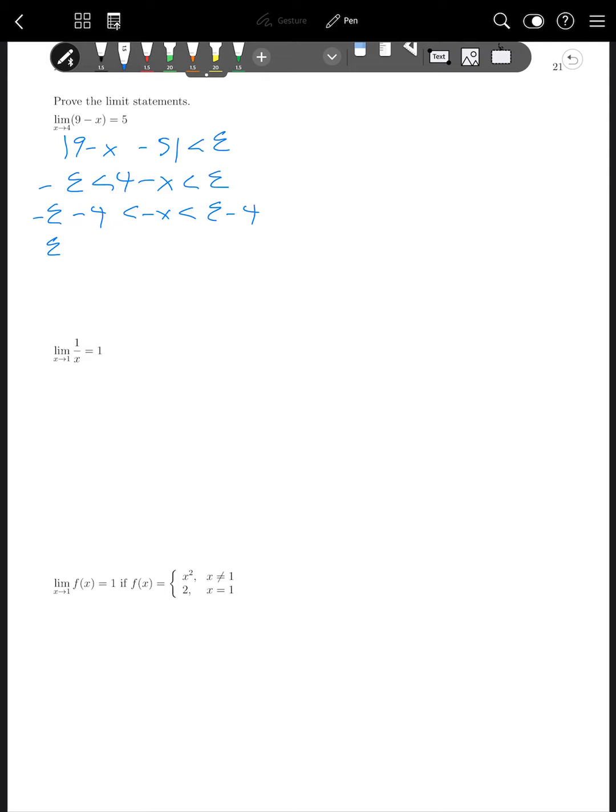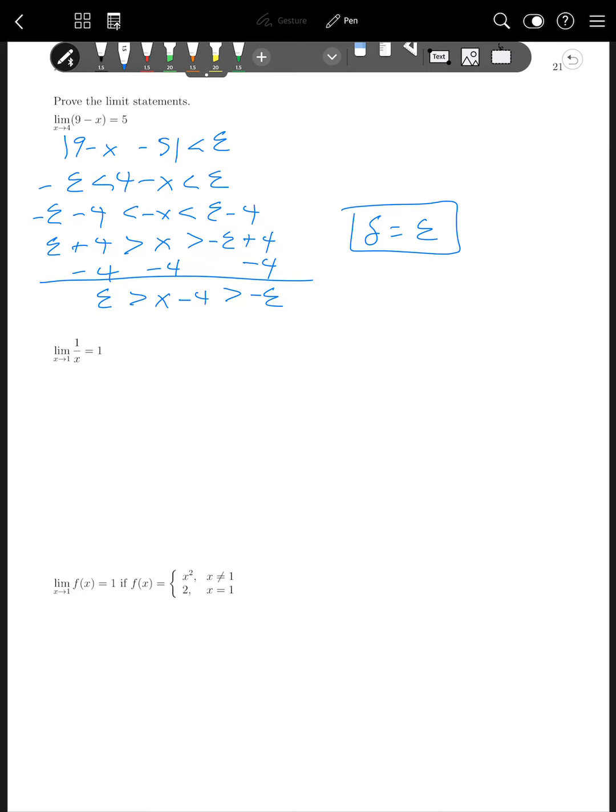Divide by negative 1, so it's epsilon plus 4 is greater than, sorry, because I divided by a negative, so I have to flip the inequality, negative epsilon plus 4, and then we want to get a positive 4 in the middle, so subtract 4. So this would be epsilon is greater than x minus 4, which is greater than negative epsilon. Those are the same distance from 0, right? So delta equals epsilon.